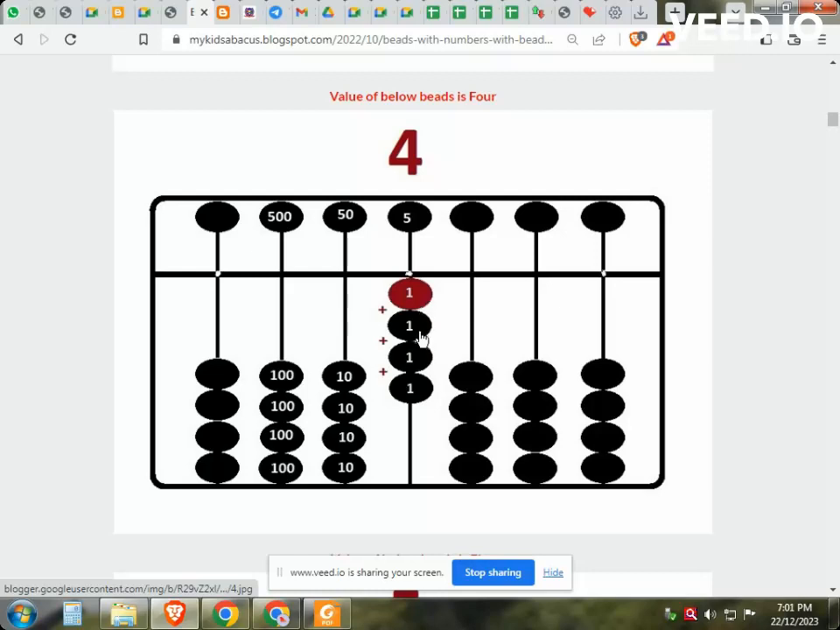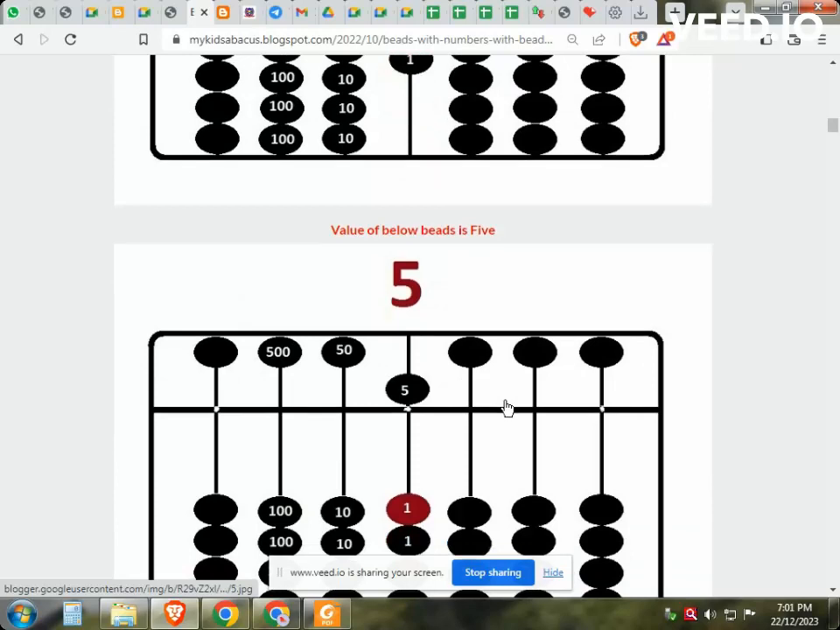Agar hume 4 add karna hai, toh hum kya karenge? Units place mein 4 lower bits ko hum ek saath add karenge. Is middle bar ko touch karenge. Toh humne isse 4 add kar diya. Isse kehte hain, humne 4 add kar diya.